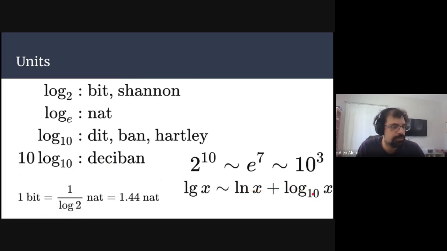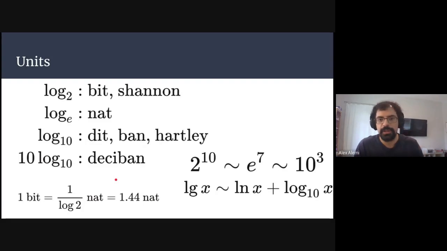Apropos of nothing but useful for mental math, 2 to the 10 is roughly e to the 7, which is roughly 10 to the 3. Or you can write that in cute form: log base 2 of x is roughly natural log of x plus log base 10 of x. It's useful for doing kind of conversions. Just to show you a simple example, bits in terms of nats, factor 1.44. You divide by the corresponding log, converting between bases.